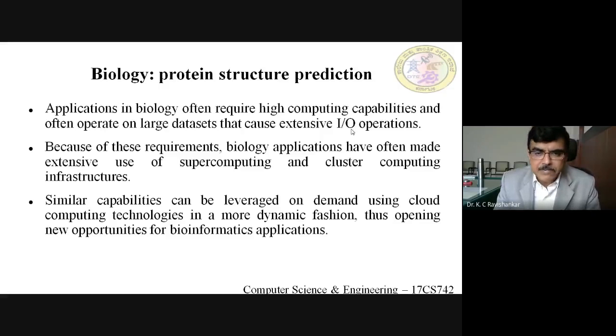Similar capabilities can be leveraged on demand using cloud computing technologies in a more dynamic fashion. Dynamically, you can change it. Suppose you want a situation where you require double the infrastructure, you can do it with no cost, with no time. Within seconds, you can change it very easily. That's how it is considered to be a dynamic fashion. If you want to procure some computing facility, or network facility, a lot of procedures are there. Now without that, you can easily do it. If you have a cloud computing facility, you can simply add them very fast, you can increase your facility, thus opening new opportunities for bioinformatic applications.